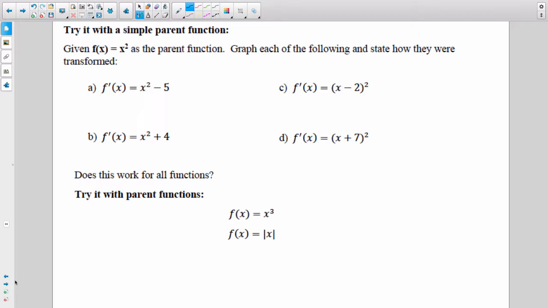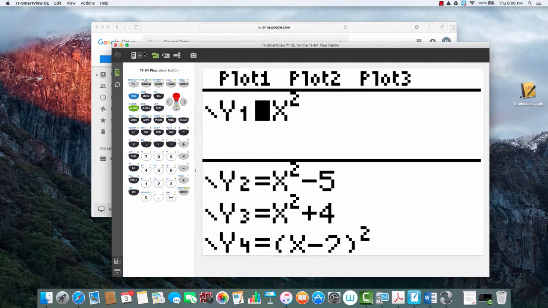I'd like you to put these in your calculator. So I've done that ahead of time. I'll show you what mine looks like. I took x squared as my parent function, and I want to see what happens if you do x squared minus 5, or if you do x minus 2 in parentheses and square that. Compare that to x squared. So look at what I have in my calculator, and I'll address them one at a time.